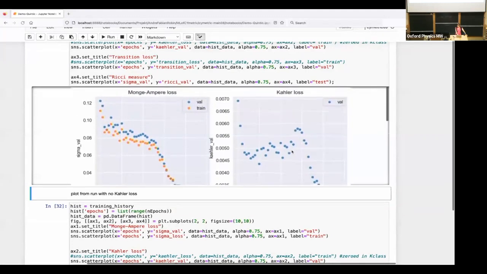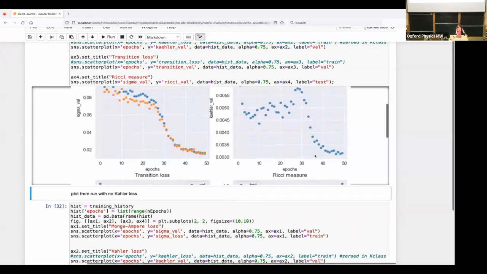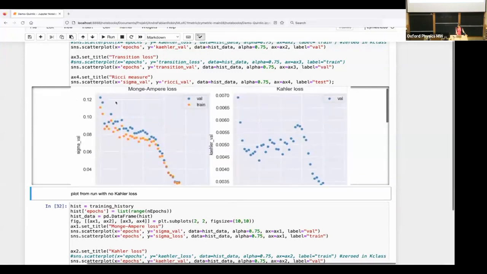So remember, this is an ansatz that is not guaranteed to preserve Kählerity. What this is showing us is that during the training, we are leaving the Kähler class of metrics, and we're going a bit wild and doing things, but then eventually we're coming back to something that is close to being Kähler. These are small numbers if you compare to the numbers here.